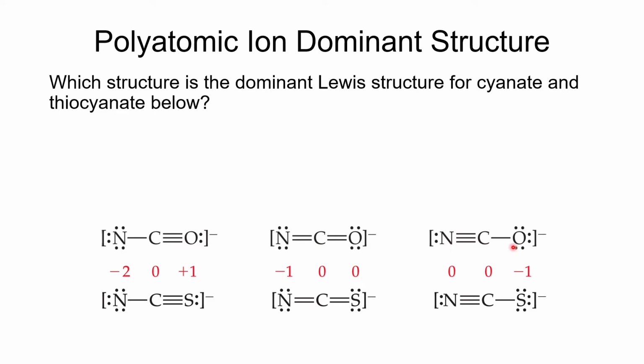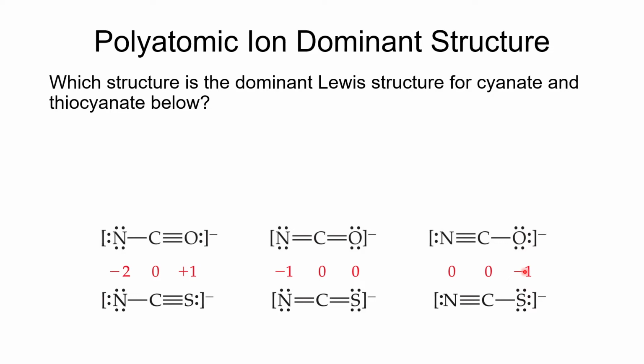and a single bond between carbon and the other atom. All right, when we do the formal charges, so the formal charge on nitrogen on this left structure is going to be negative 2 for both of those. And then we'll have positive 1 for oxygen and positive 1 for sulfur. Carbon is going to stay neutral. For this second structure, we're going to find that there's a negative 1 on the nitrogen, carbon still neutral, and then either oxygen or sulfur is going to be neutral. And then finally, over here, we've got 0 on nitrogen, 0 on carbon, and negative 1 either on oxygen or sulfur. So what we want to do is we want to determine which one is the best structure.